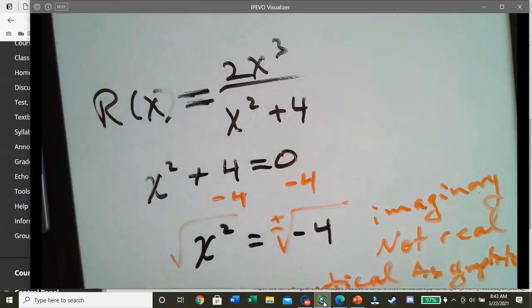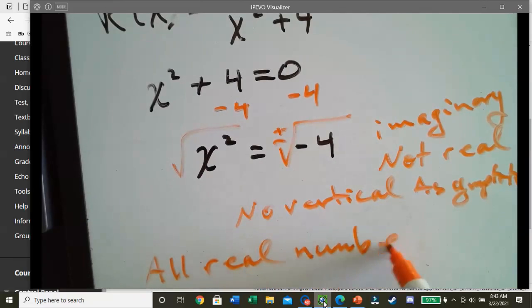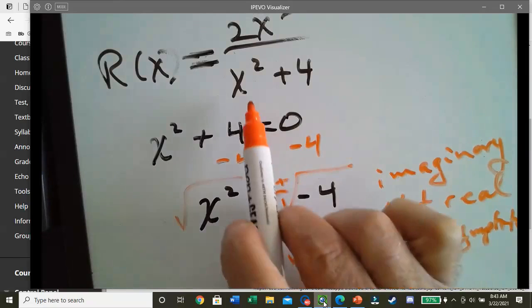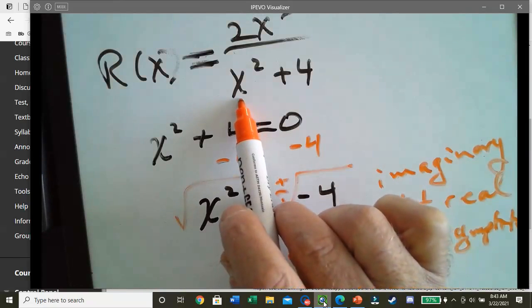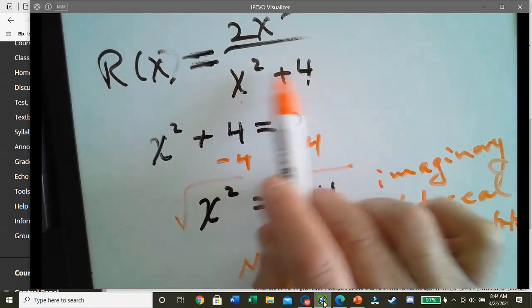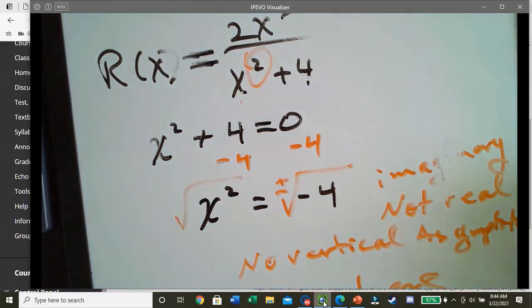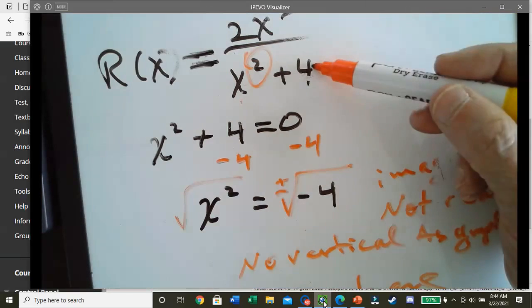squares is all real numbers. So the only exception when x is in the denominator, that is, it's not all real numbers, is when you have a sum of two squares, or when you have, even if you just have an x squared, okay, and a number.